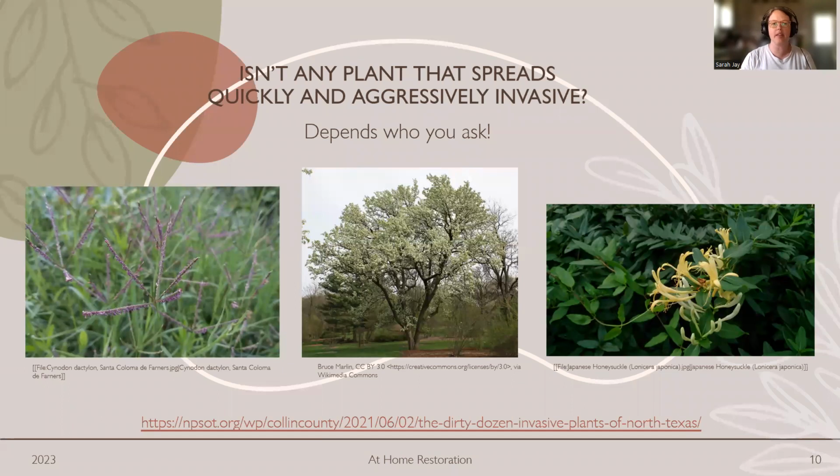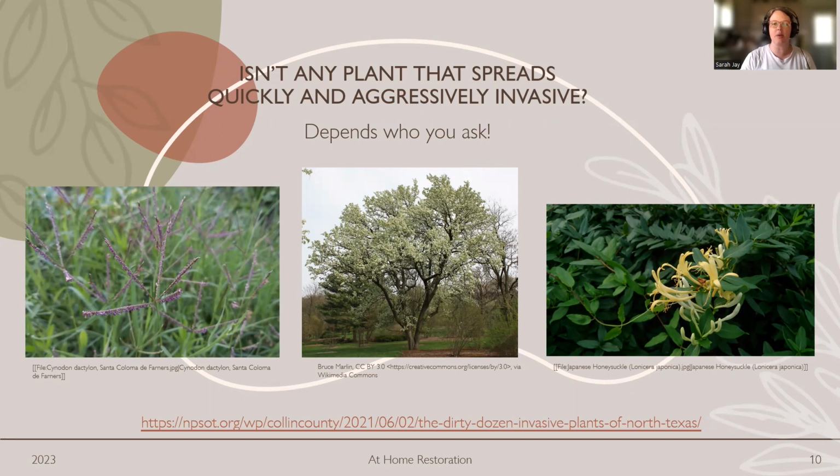So, isn't any plant that spreads aggressively invasive? Not necessarily, because you can have a native plant that does very, very well in a particular region and tends to be fairly aggressive. And while it does push out other plants, it still has a benefit to wildlife. A couple of examples of that: passion flower vine is very aggressive in the garden.